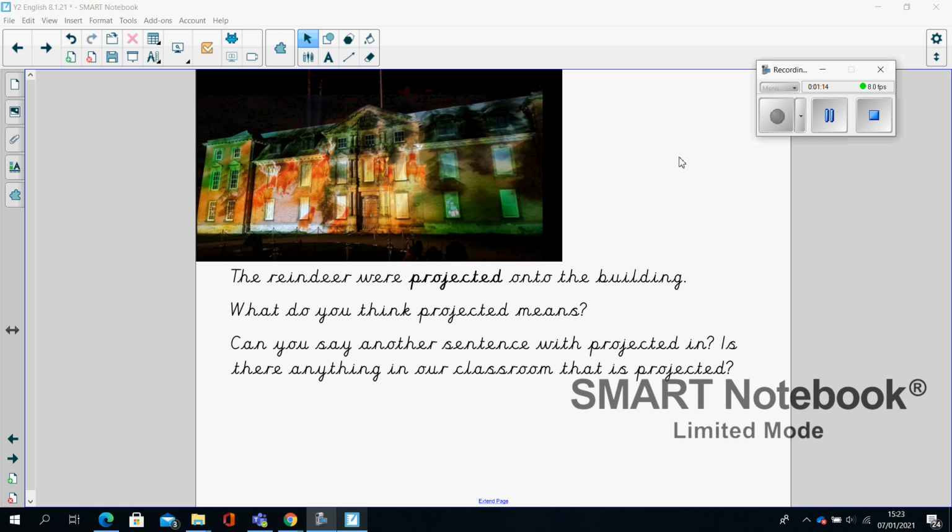So the word projected means the image, the picture, is displayed, put onto the building. So in the classroom, we have an overhead projector on the ceiling. If you're in school, you could look up at the ceiling, but the ones at home, it's the little light box on the ceiling that puts up our board. So in my recount today, you'll see the word projected, and now you know what it means.